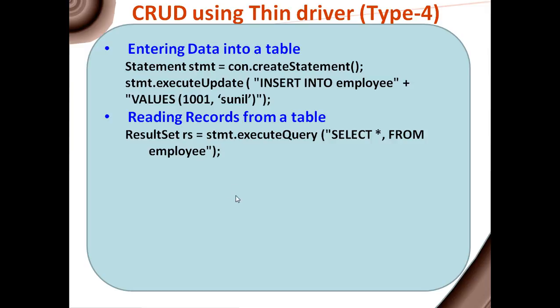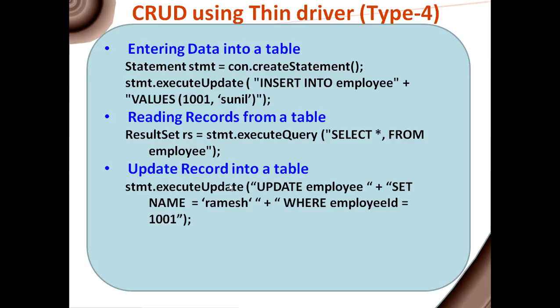Similarly, you can have a statement dot execute query, and then you can have a query like select star from some table, say employee table, and then it's going to return me a result set, which is going to be a list of records, where I'm going to do iteration. So it's an iterator. RS is an iterator, so we'll be using it. Then similarly, you can update records.